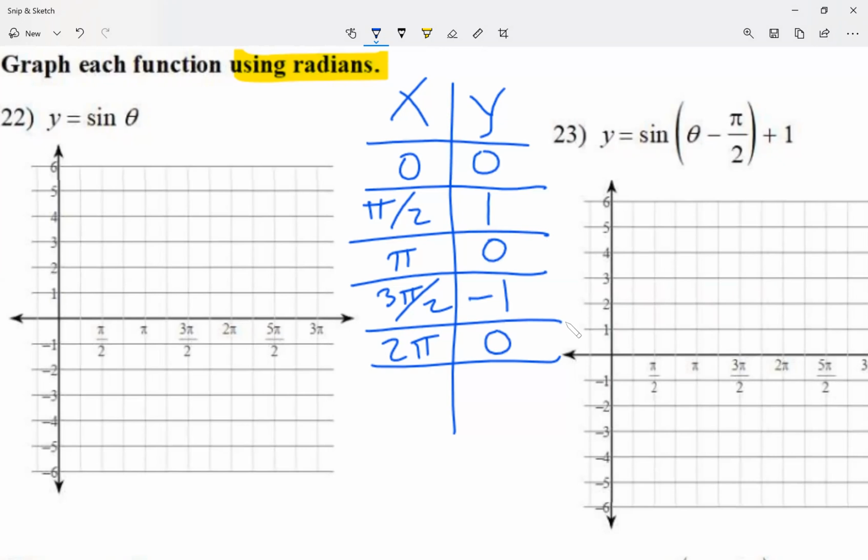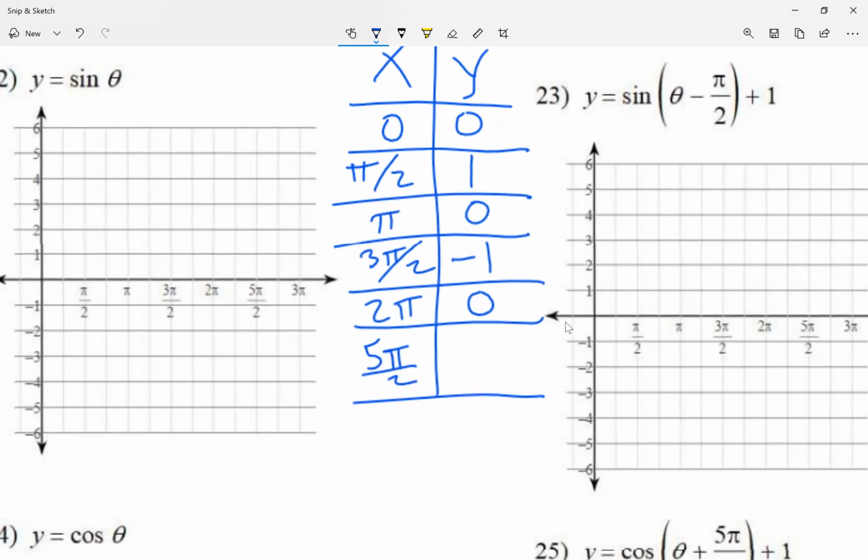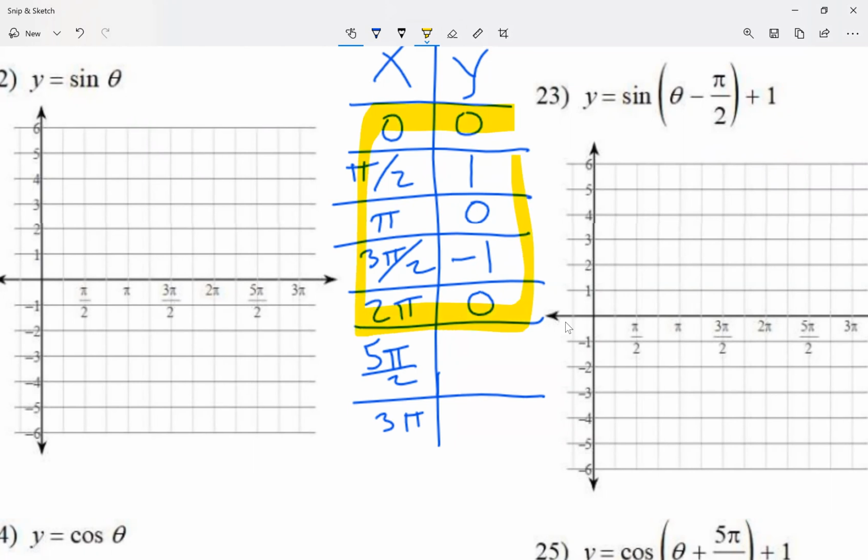Now, if I want to extend my table here, I'm going to say, all right, after 2 pi, I get 5 pi over 2, and then I get 3 pi, and then I could even go more. The interesting part is that sine happens to repeat in 2 pi. We're going to call this our period. We're going to say from 0 to 2 pi is our period.